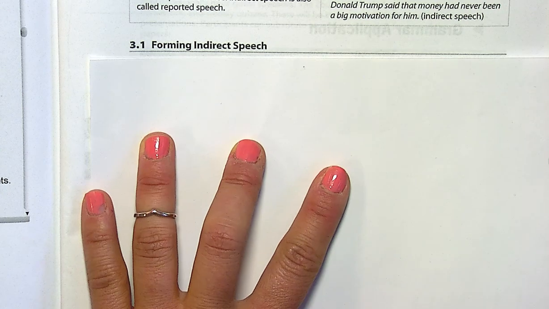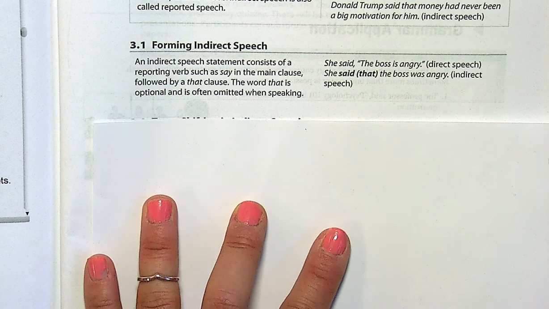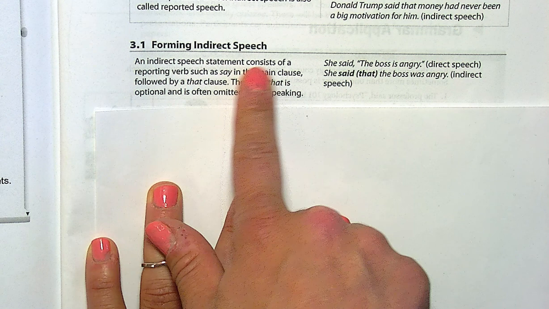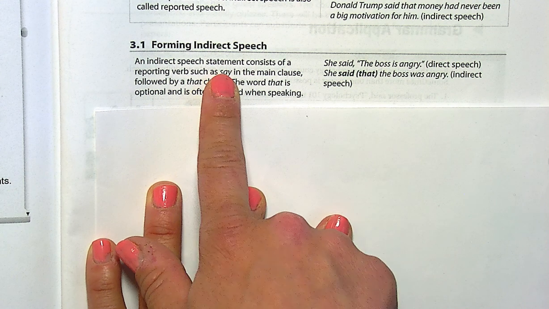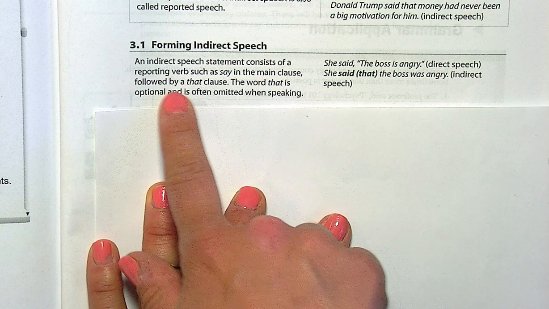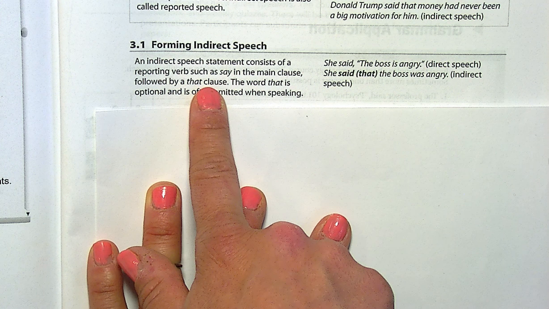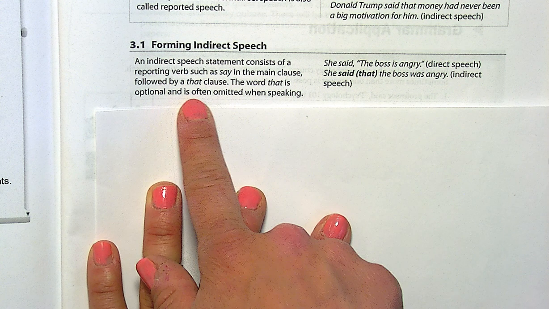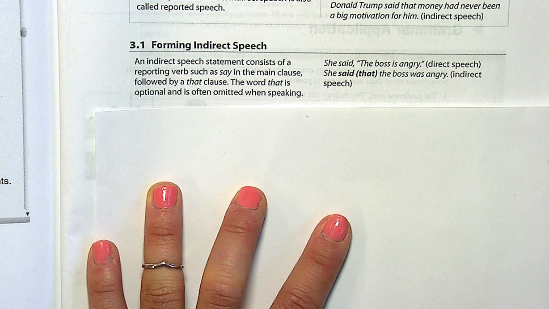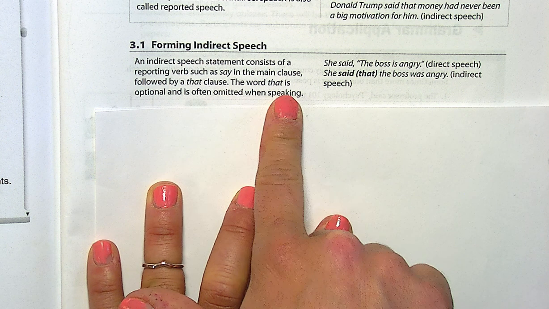Forming indirect speech. An indirect speech statement consists of a reporting verb, such as say, in the main clause, followed by a that clause. The word that is optional and is often omitted or skipped over when speaking.